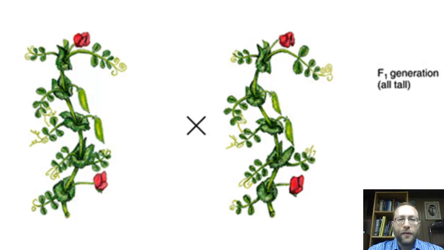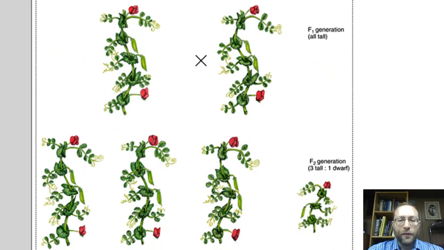And then he took those 2 second generation ones, mated them together. And what were the offspring like? The grandchildren? Well, 75% of them, 3 out of 4, were tall. And 25%, 1 out of 4, were short.